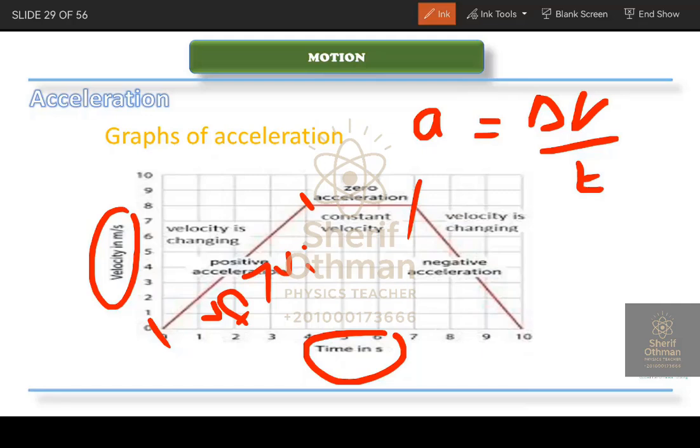The velocity here is 8 meters per second. Here also it is 8 meters per second. So there is no change in velocity. While the last part of the slope represents a negative acceleration, as the speed decreases from 8 to 0. So V initial in this part is greater than V final. So if we subtract, V final minus V initial, the answer will be a negative value.